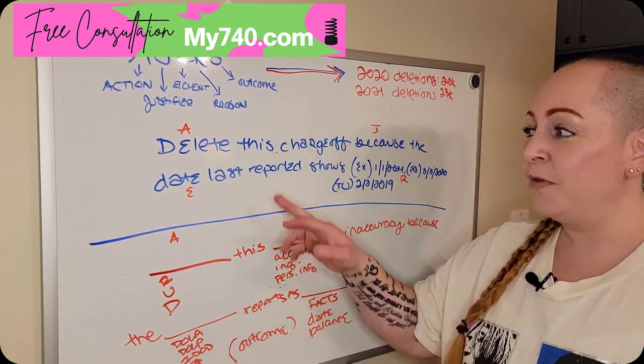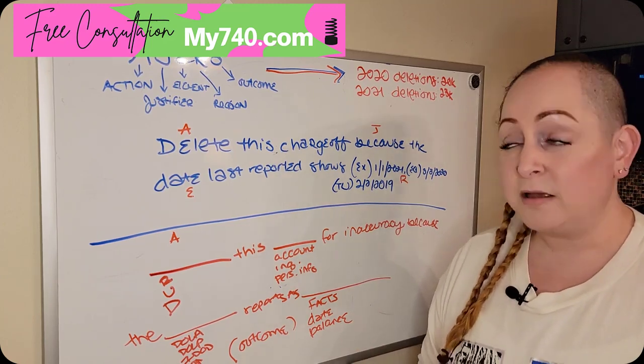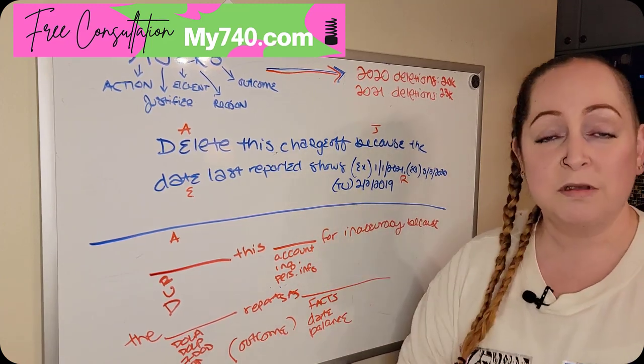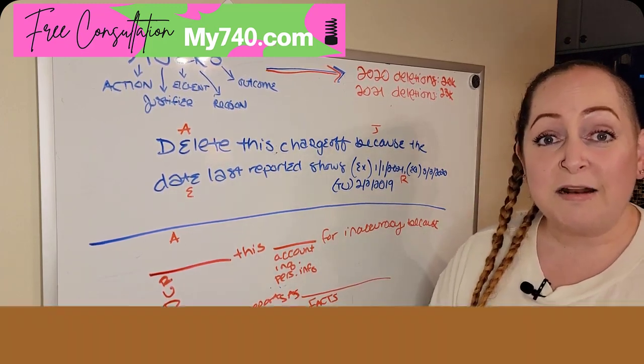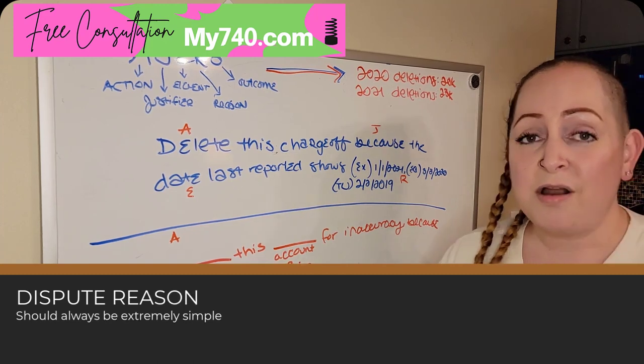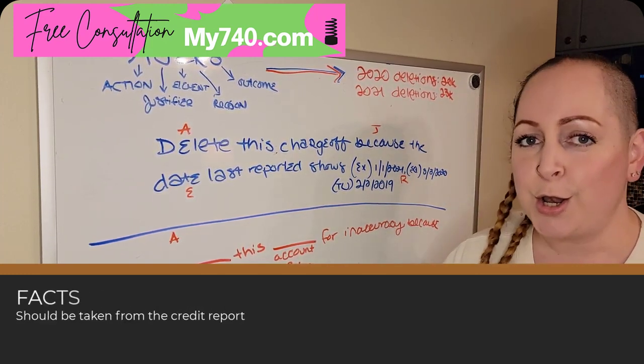So let's look at our dispute reason. Delete this charge off for inaccuracy because the date last reported shows date, date, and date. That's it. That is literally it. There's no "pursuant to this" and "Congress says that and you're required to," and "where's my contract," and no.